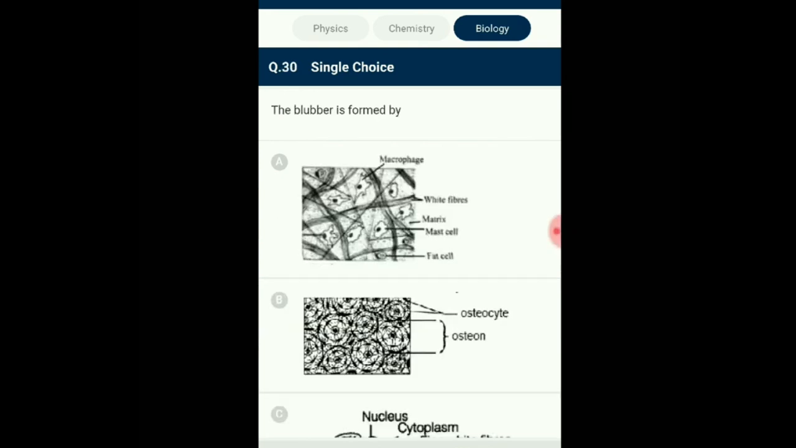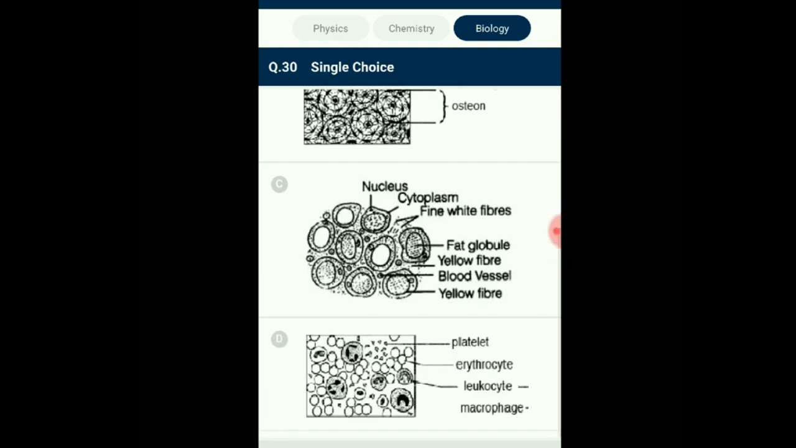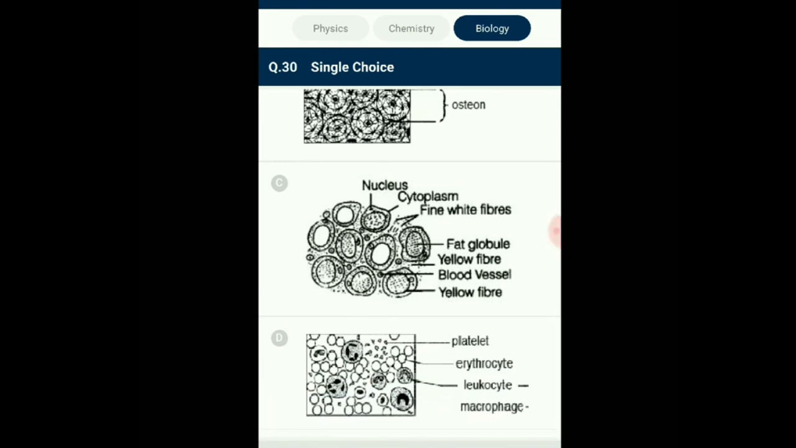Question number 30. The blubber is formed by. Adipose tissue is a fibrous connective tissue packed with masses of fat cells. These form a thick layer under the skin and occur around the kidneys. The blubber is formed of these tissues. Blubber covers the entire body of animals such as seals, whales and walruses. So the answer for this question is option C.